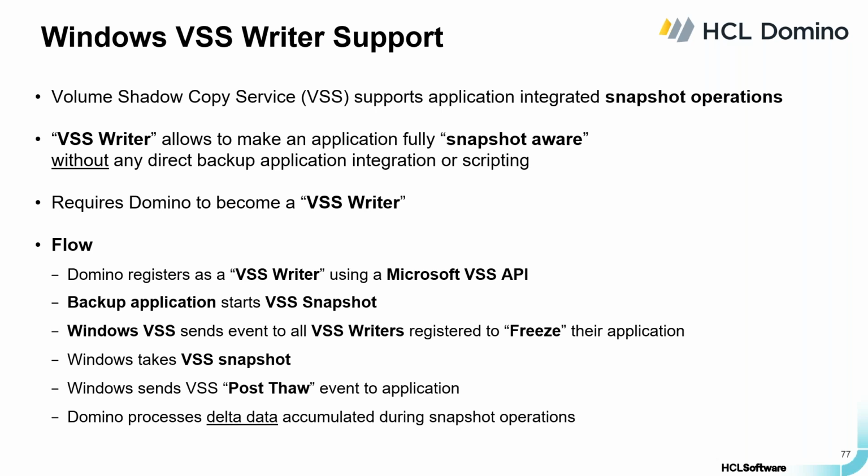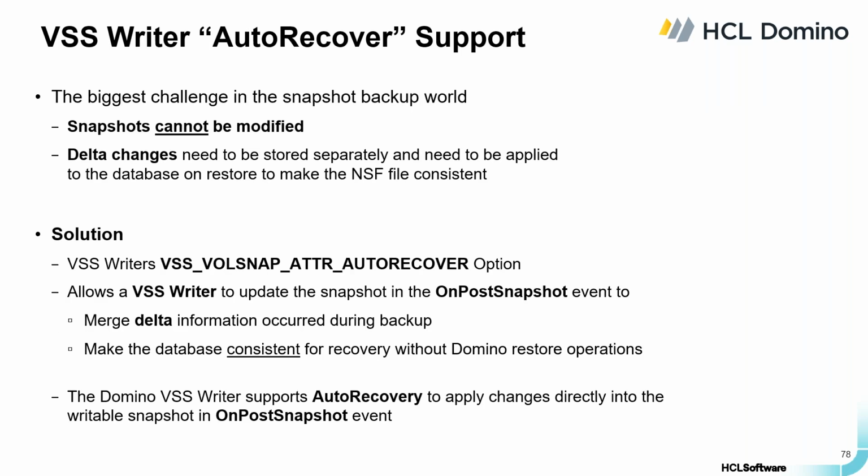And then Domino, in our case, would need to get the delta data, like every backup application that uses the backup API needs to do, and would put it somewhere. Putting it somewhere is a problem and a challenge, and the databases would need always to be restored with the backup API. But there is something really, really cool that's called auto-recoverable snapshots.